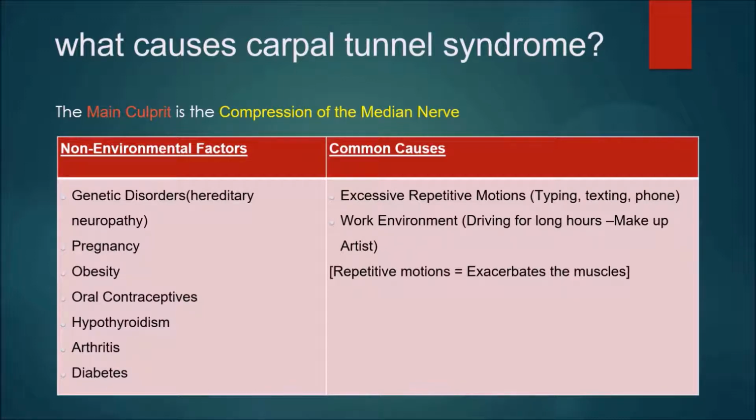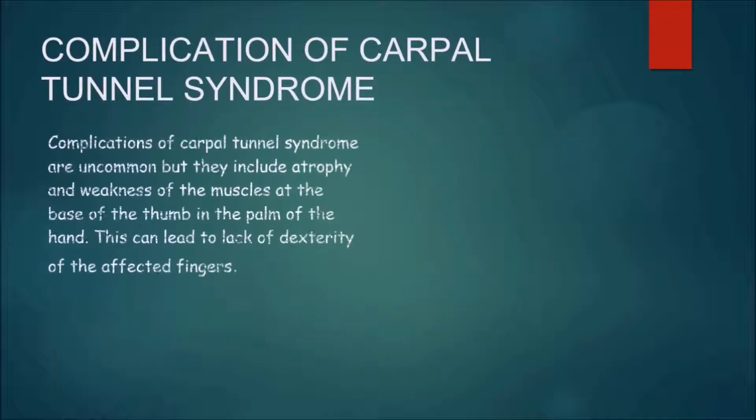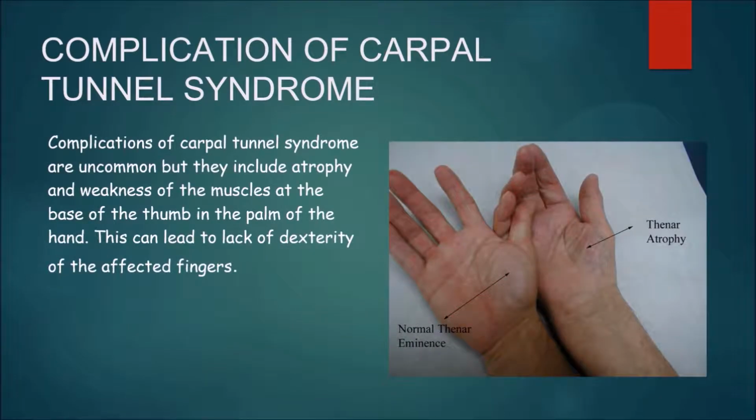Carpal tunnel syndrome can be made worse if the wrist is overflexed repeatedly. Repeated motion of the wrist exacerbates the muscles, which contributes to swelling and compression of the median nerve. Complications of carpal tunnel syndrome are uncommon, but they include atrophy and weakness of the muscles at the base of the thumb in the palm of the hand. This can lead to lack of dexterity of the affected fingers.